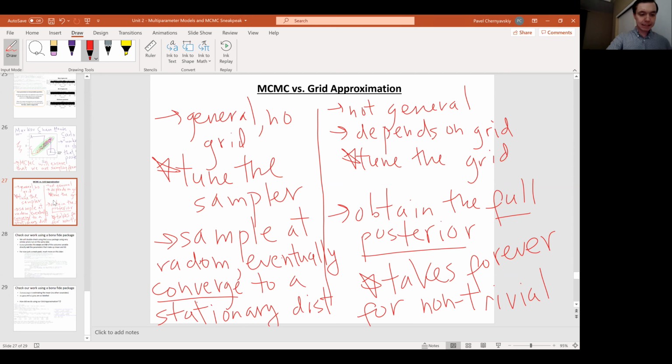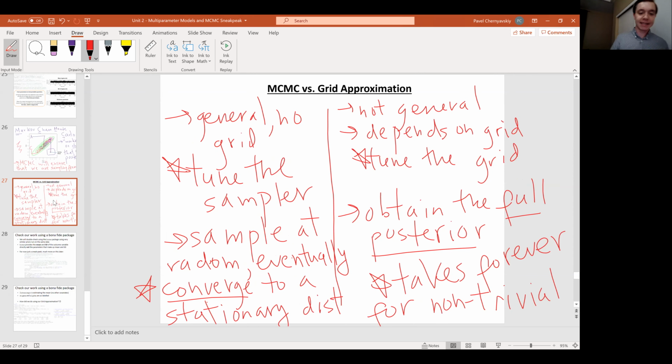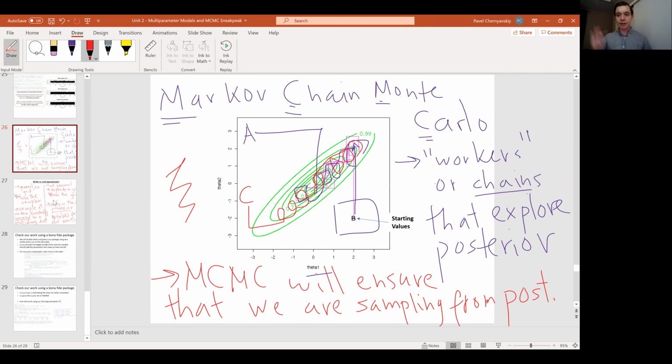So the first thing we're going to look at is how can we tell that our workers that are grasping in the dark for the posterior distribution have converged to a stationary distribution? That's our first task. So we're in R for this.